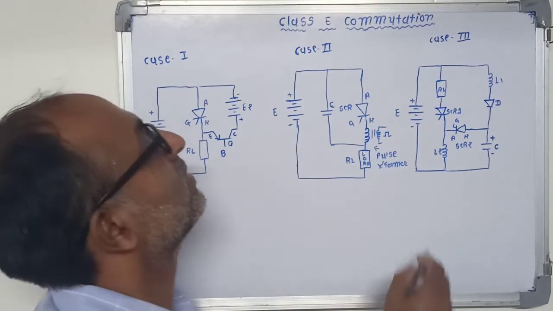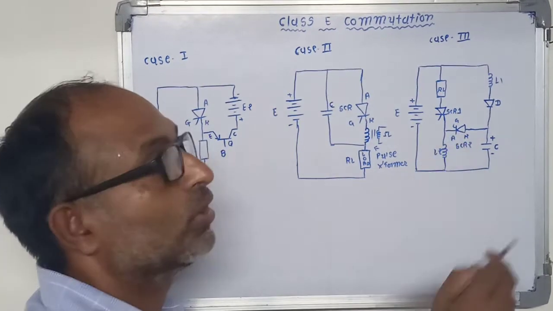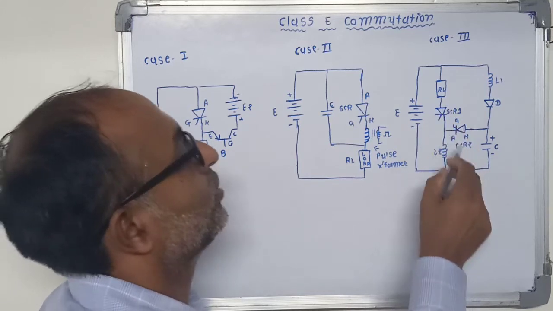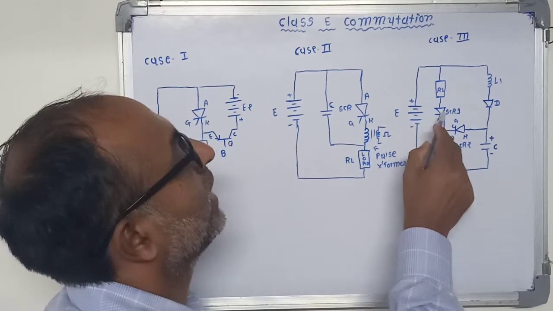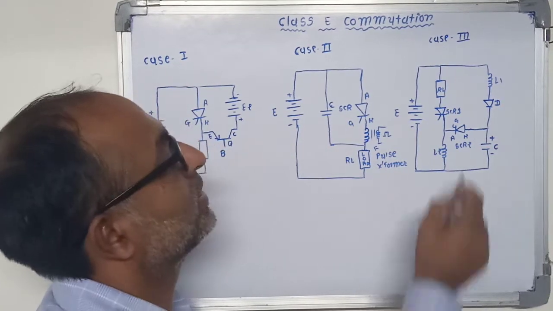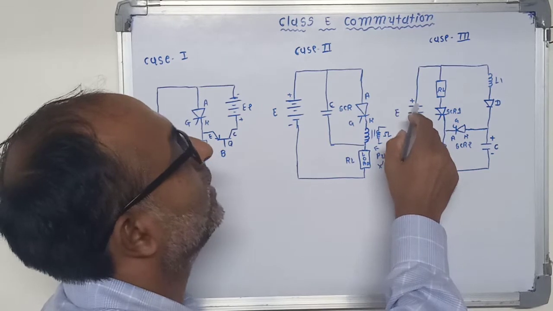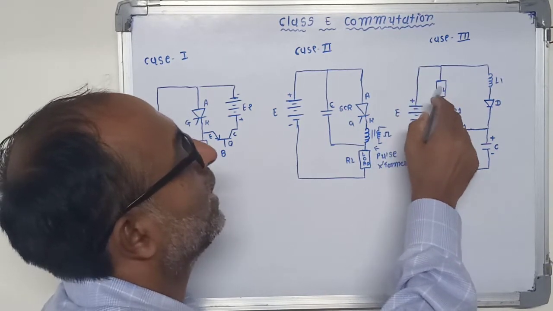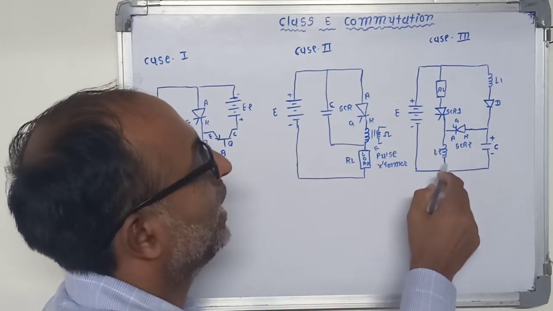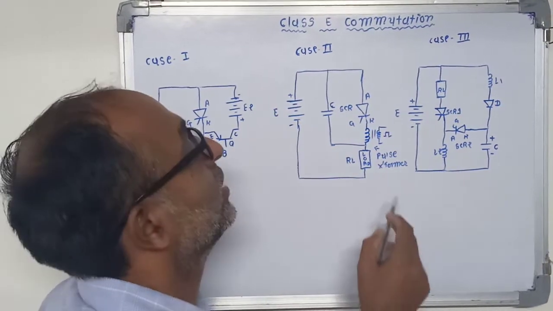Now in the third case, we are using an auxiliary SCR to turn off the main SCR. So here, when thyristor T1, which is the main thyristor, is turned on by applying the gate pulse, the current path is plus E to RL to SCR1 and L2 and the negative terminal of the battery or supply voltage source.